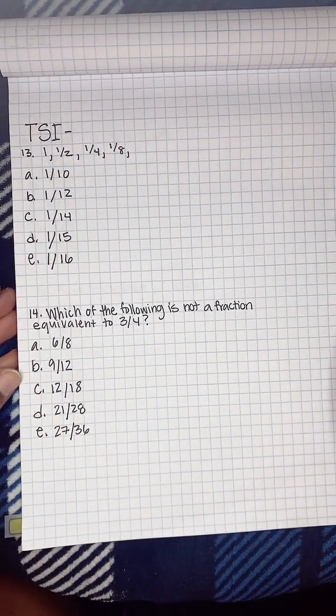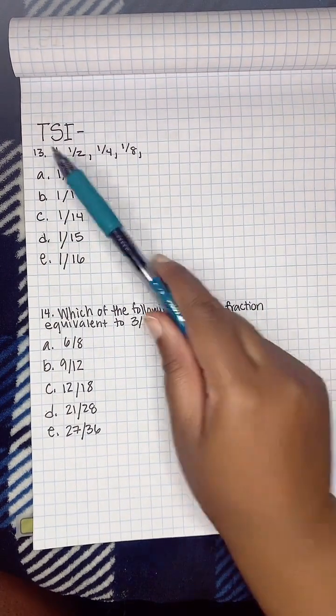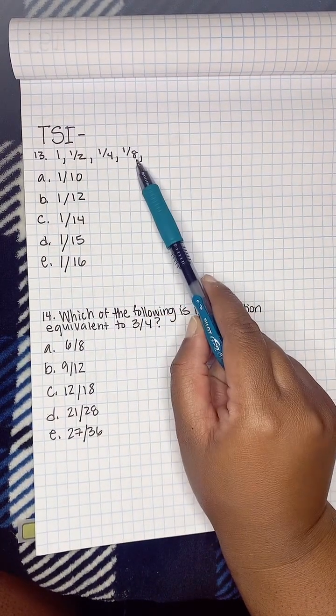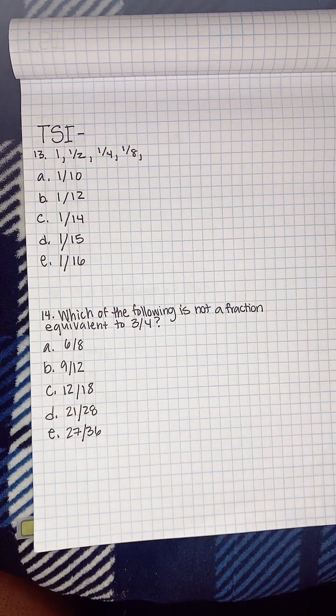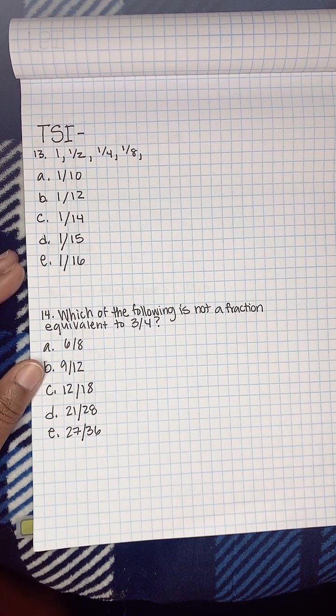So 13. Okay, so 13. 1, 1/2, 1/4, 1/8. What is the next thing in the sequence? Somebody said E. Danny said E. Good. I see those E's coming in. I hope I'm making sense when I'm explaining it. Somebody said A. Okay. I see A, E. All right.